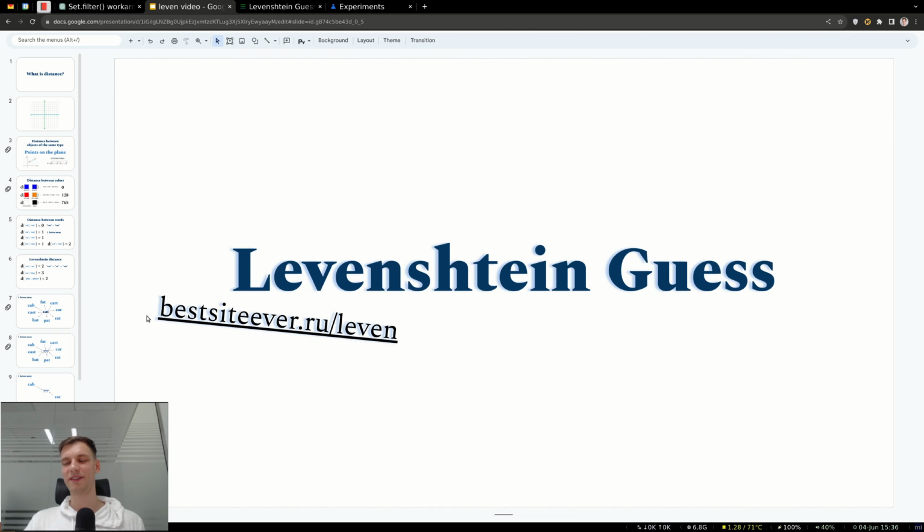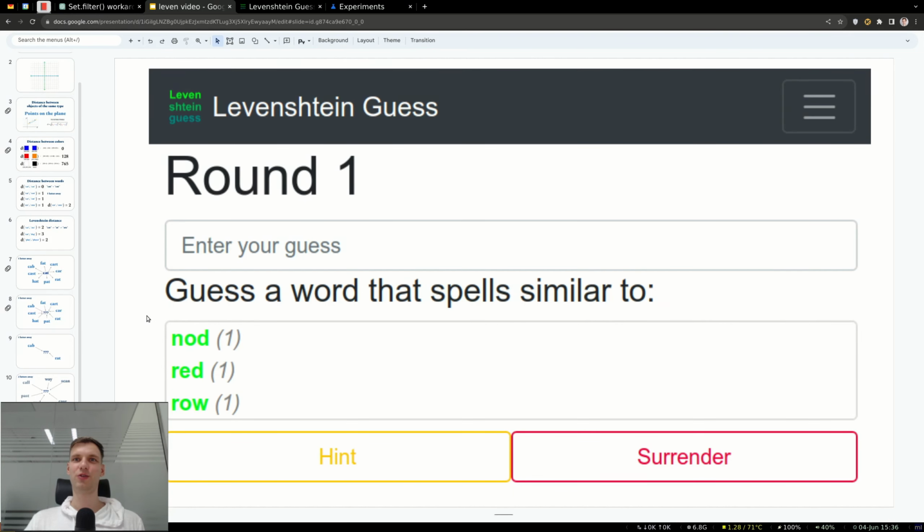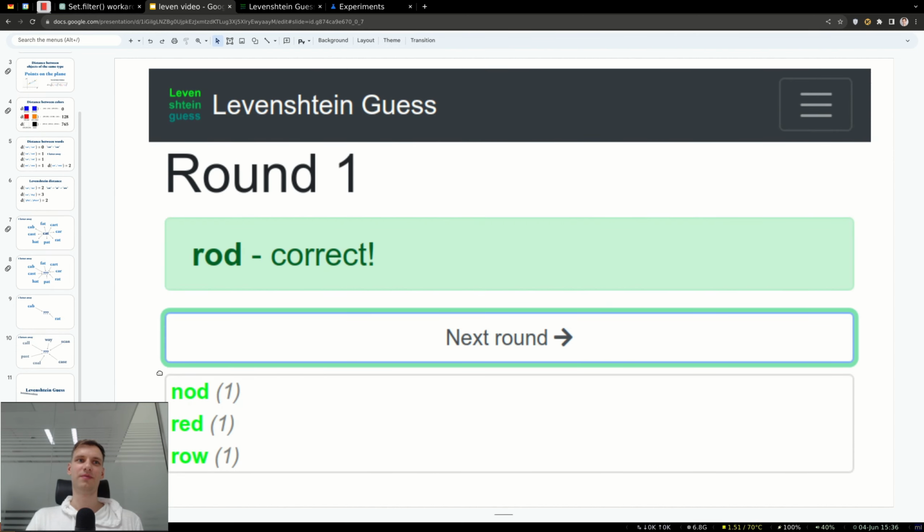And so this is what the Levenshtein Guess game is about. You are given a list of words, and you know that all of them are one letter away because it has the number 1 in parentheses, and you have to guess the target word. So pause the video right now to give it a try on these 3 words, but spoiler alert, the target word is rod, because you can replace the first letter here, or the second letter here, or the third letter here, and you will get the word rod.